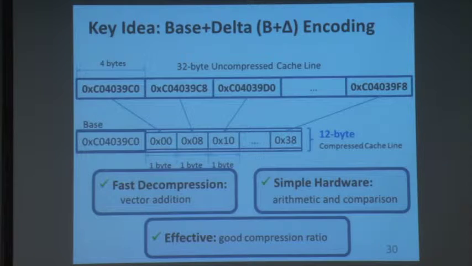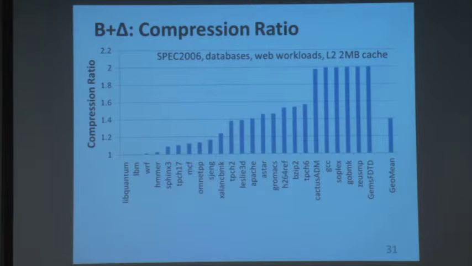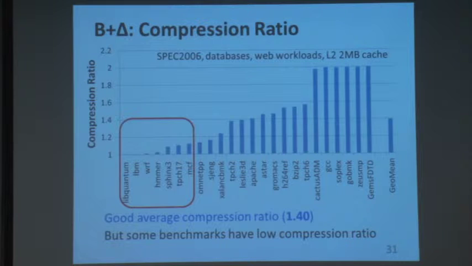We also want to show that it's going to be effective. I kind of gave an intuition in the previous slide, but if we do more accurate experiments, we will find that on average you can get, with some reasonable design that I talk about later, 1.4 in compression ratio. But as you can see, there is a group of applications that doesn't benefit.